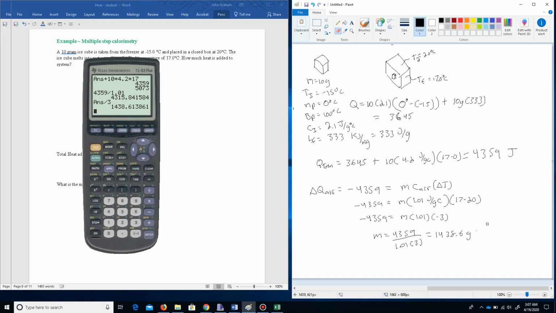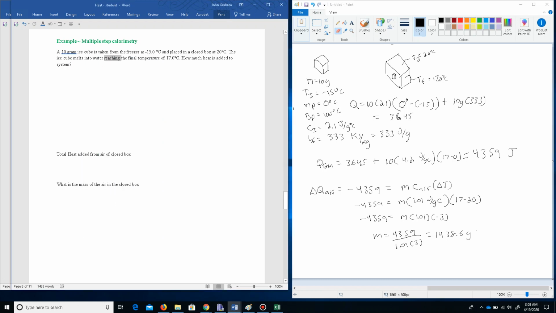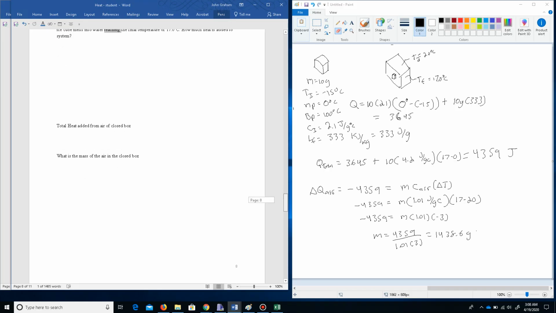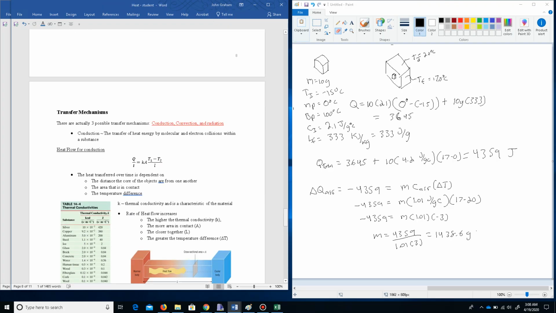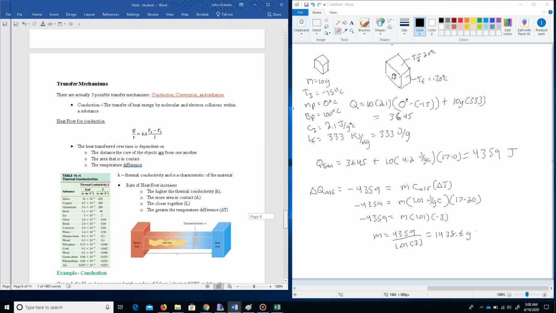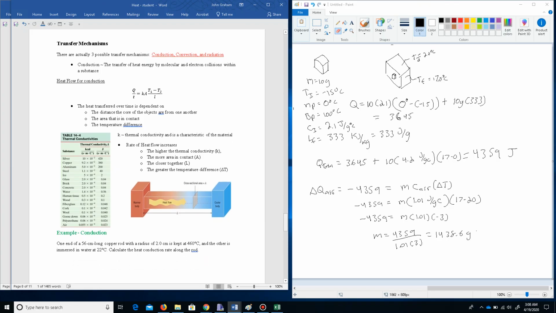Alright. So that's a multi-step. We can have the step go as far as going to a gas, even. All we need to do is have the information for it. Alright, so next things I want to mention are what's called transfer mechanisms. You may have heard of most of these. Some you may have an idea about what they are.